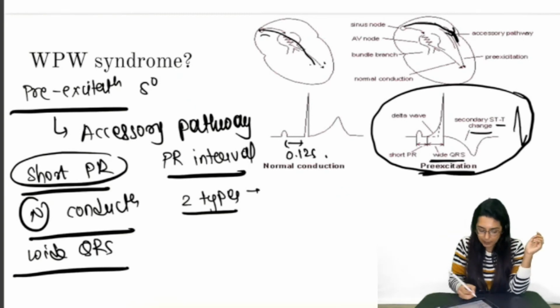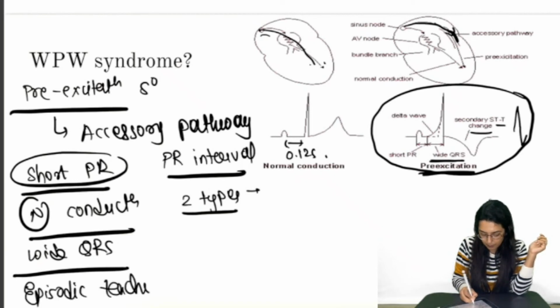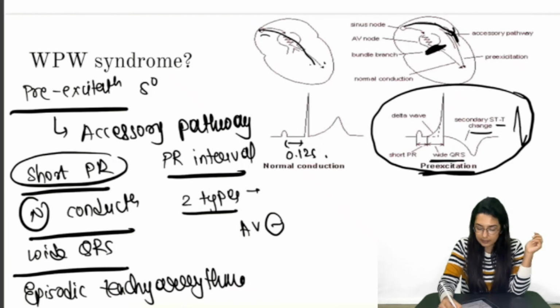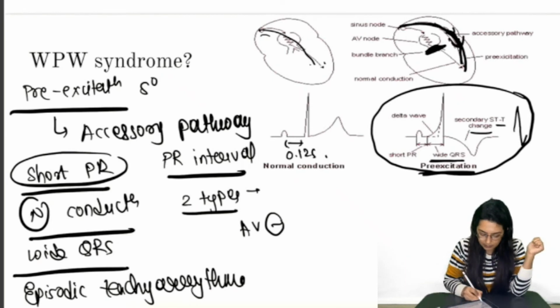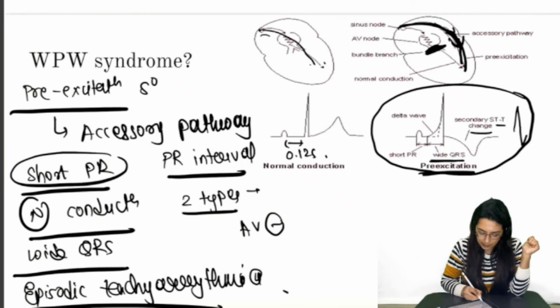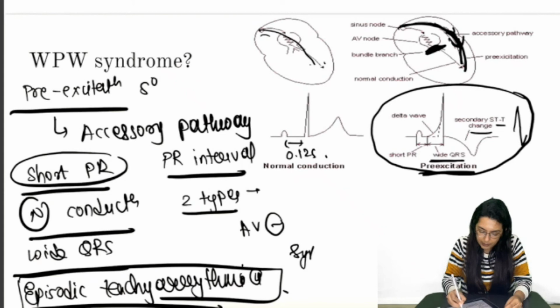But sometimes there is episodic tachyarrhythmia in these patients, especially whenever there is AV block. Whenever there is a block, this accessory pathway becomes more prominent than the normal one, and the impulse goes through this and causes pre-excitation syndrome, leading to episodic tachyarrhythmia. That means increased stimulation of the ventricles. Patients can present with syncope and palpitation. All these arrhythmias can be seen.